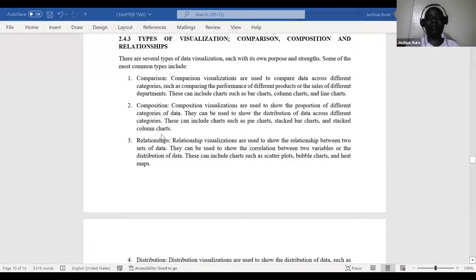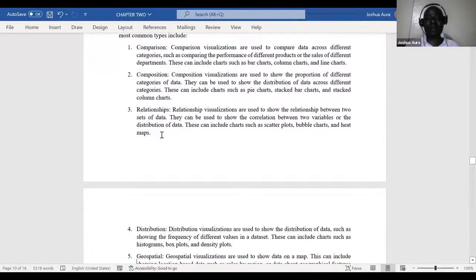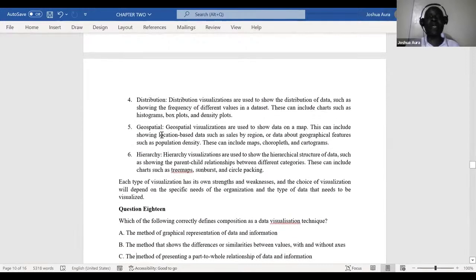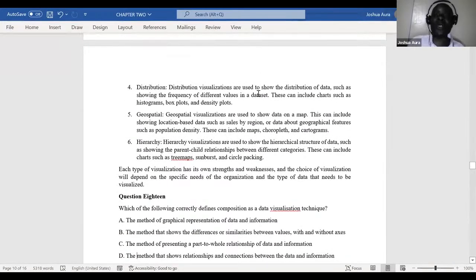Now, ladies and gentlemen, with your permission, I will move forward. Distribution visualizations are used to show the distribution of data, such as the frequency of different values in a data set. These can include charts such as histograms, box plots, and density plots.